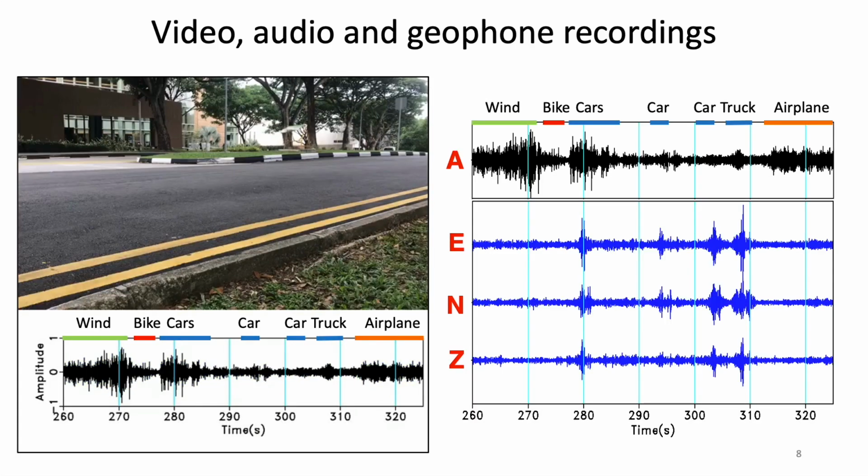On the right panel, we compare the three components of seismic response with the audio for the same events. We can see all these three seismic components show high signal-to-noise ratio on the ground-based traffic. However, from the seismic waveforms, we can hardly identify the signals from the airplane.